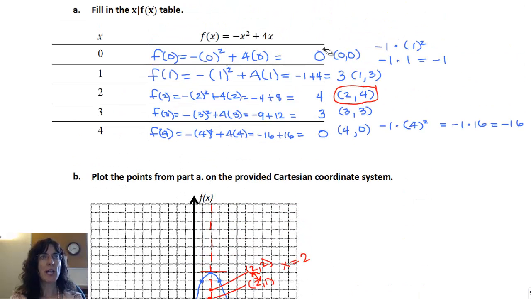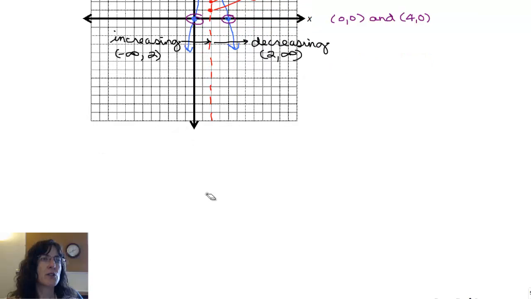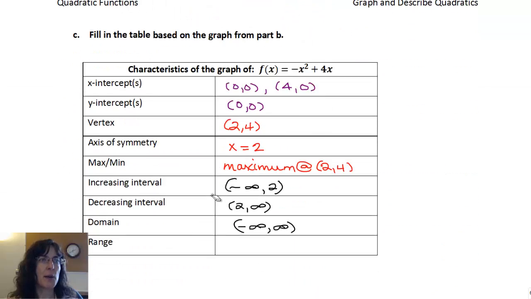We can look at our table as well. Although we don't have as many values on it, we can see that none of these values exceed 4. But I do actually have a 4 here at the vertex, the 2, 4. So we'll come down here and write that up.